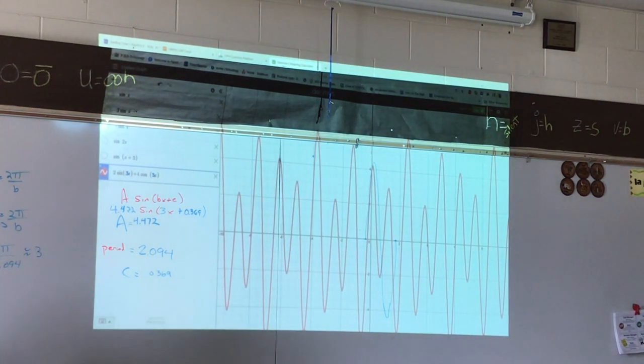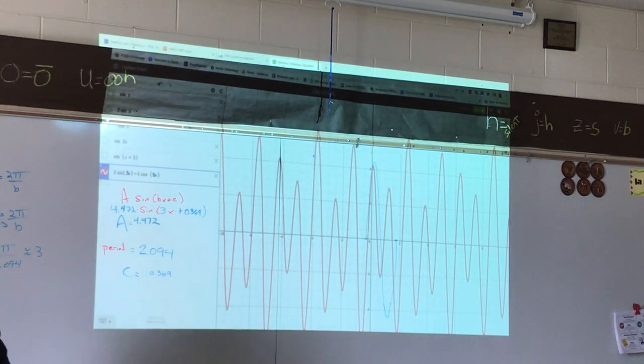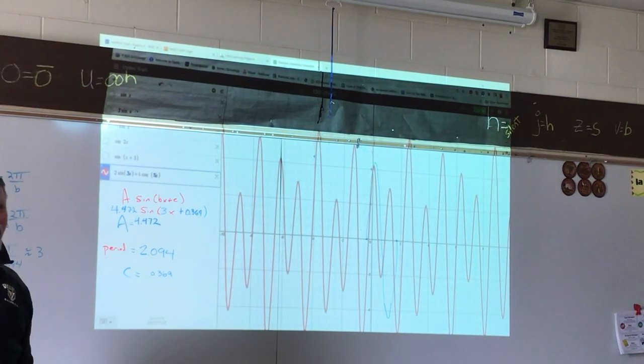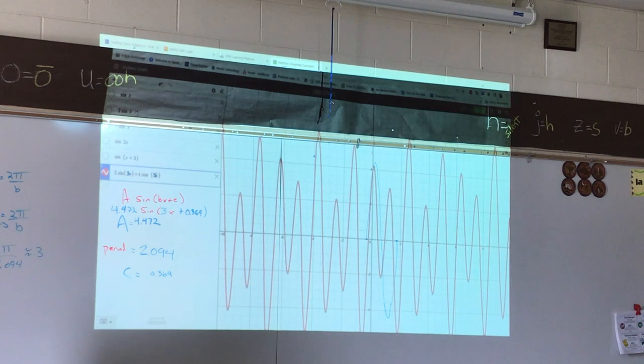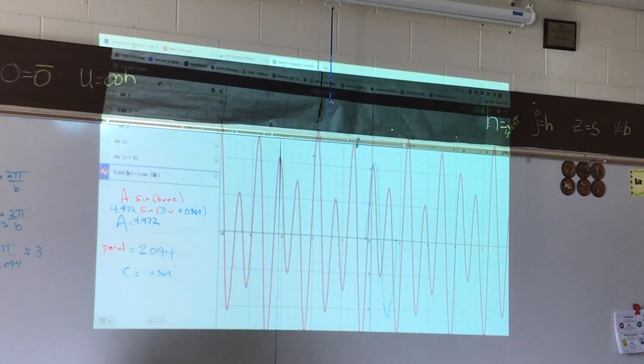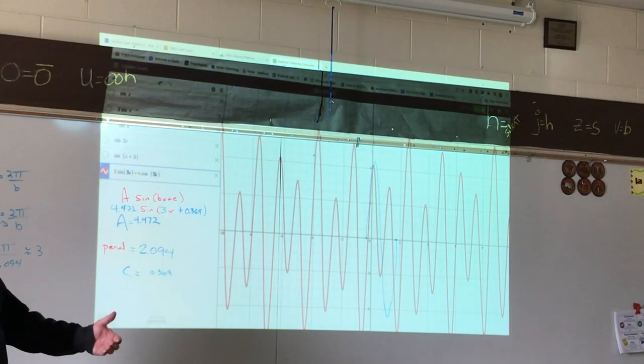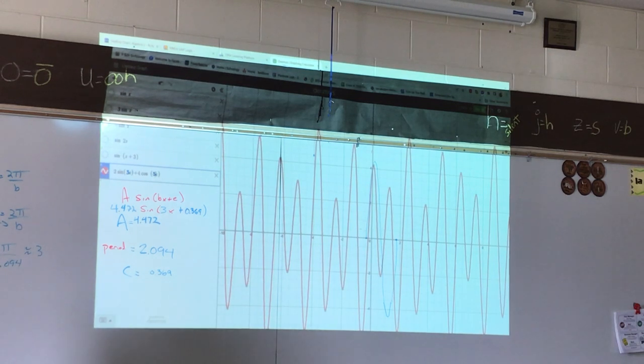Whoa, it's not a sinusoid anymore, is it? What is that? That's like a really bad EKG, a heartbeat. Here's a question, is it periodic though? Is it a repeating pattern? Yes. So it's not sinusoidal, it's periodic, but it's still a repeating pattern.